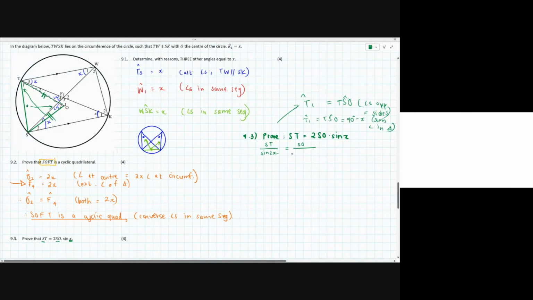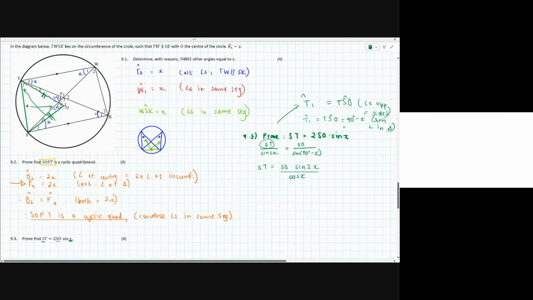And this is now the bad boy we're going to put down here. So sine 90 minus x. Immediately your brain should be thinking co-ratio. Ding, ding, ding. If not, it's now thinking co-ratio. Right, so now we're going to isolate ST because that's what we want. So ST is equal to SO times sine 2x all over sine 90 minus x, which gives me cos x.